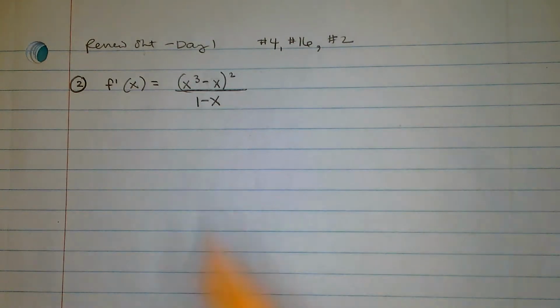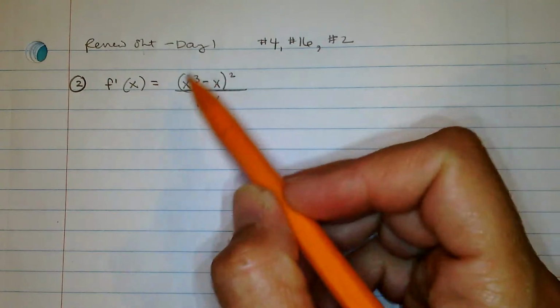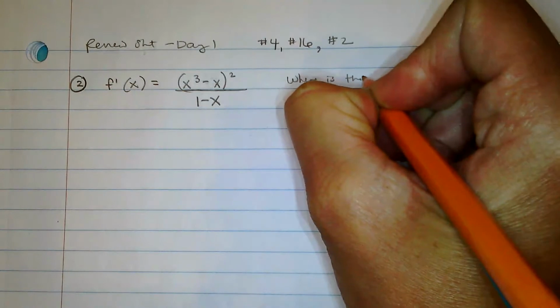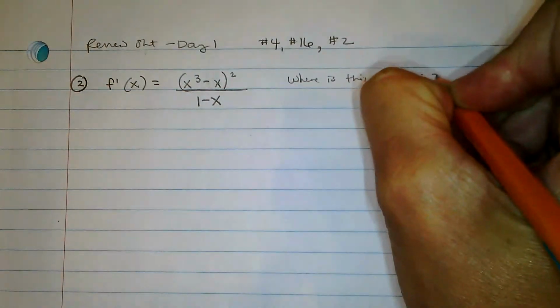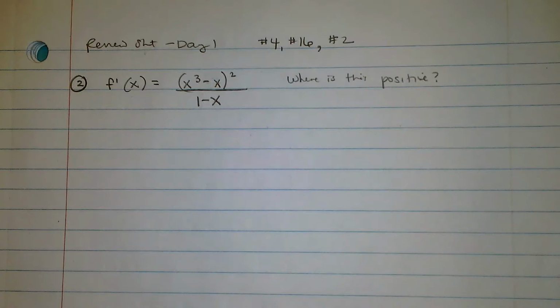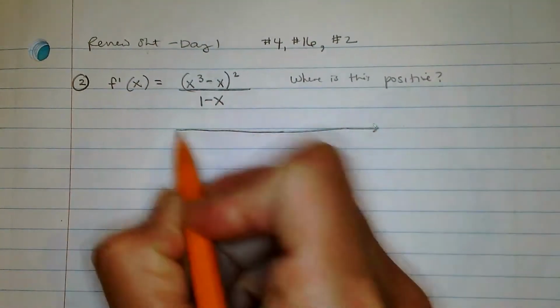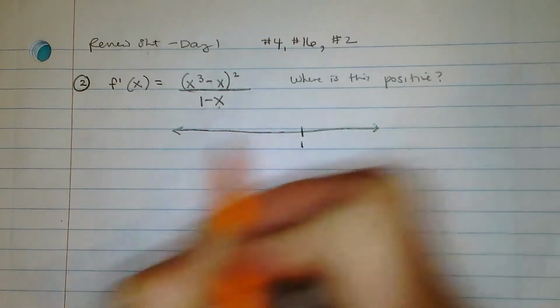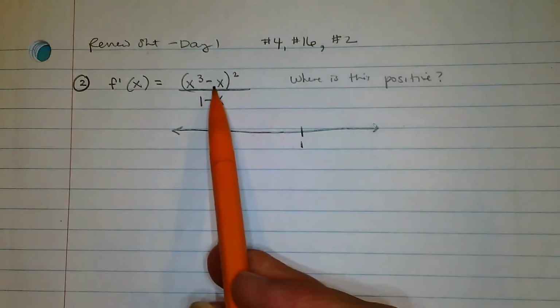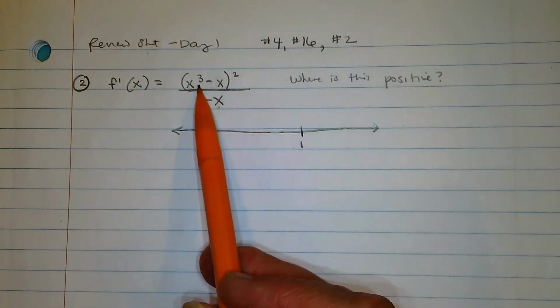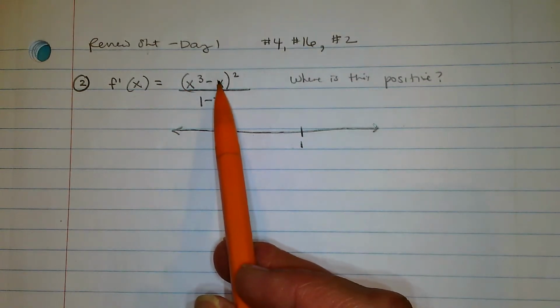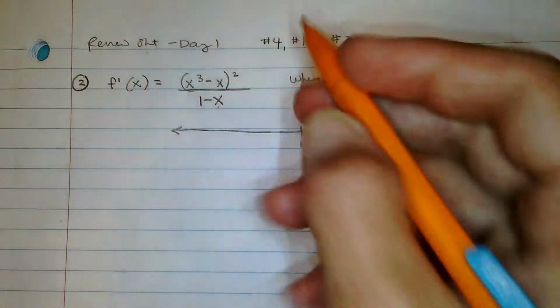So if we want to know where it's increasing, we want to know where the slope, or its derivative, is positive. So where is this positive? Your critical points come from zeros and undefined. So you're certainly going to have an undefined at 1. You're also going to have zeros at any place where the numerator is zero, x cubed minus x. So actually, let's rewrite this.